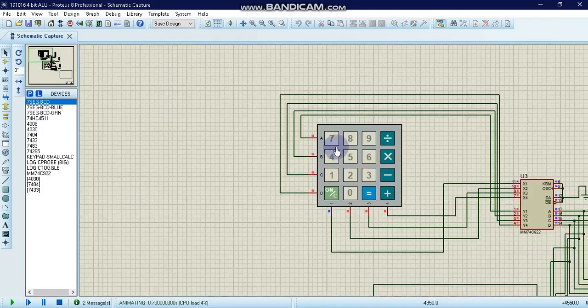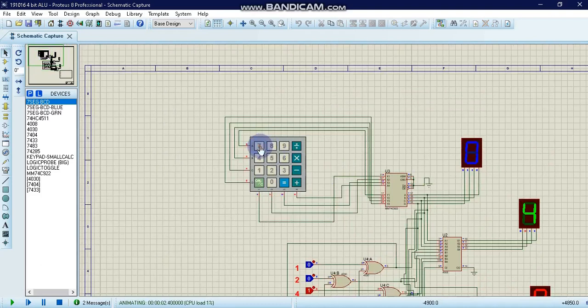Here we can see 7 gives us the input of 0 here, 8 gives us the input of 1 here, 9 gives us the input of 2 here, divide means 3, 4 means 4, 5 means 5, 6 means 6, multiply means 7, 1 means 8, 2 means 9, 3 means 10, A is for 10, minus means 11 or B, on or off is for C, 12, 13 as D, 14 as E for is equal to, and plus finally for F, that is 15.